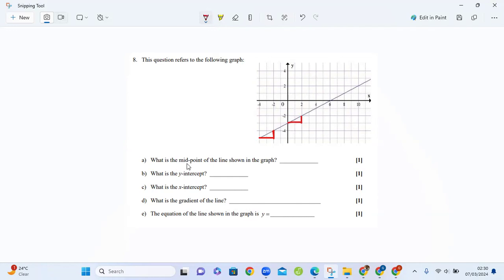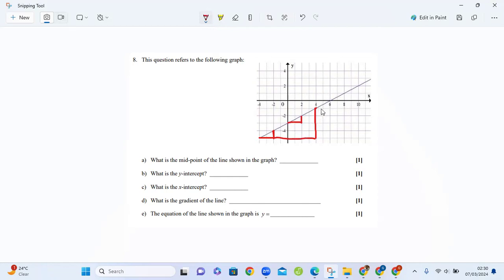What is the midpoint of the line shown in the graph? The midpoint is the point in the middle. So what you need to do is to estimate the middle point, and it looks like it is here. To verify, let's count how many units we've got to go to meet it horizontally. We've got to go 1, 2, 3, 4, 5, 6, 7, 8, to meet it here.